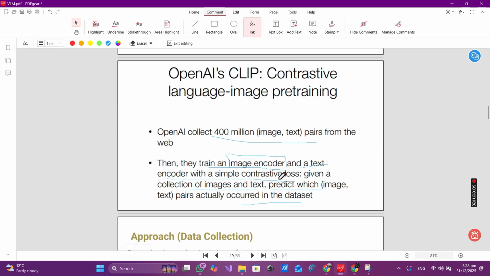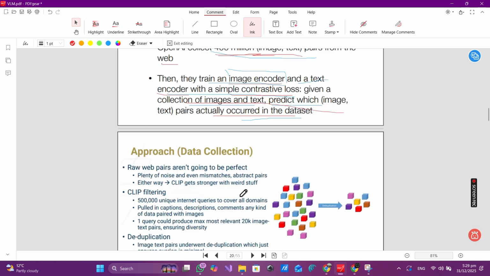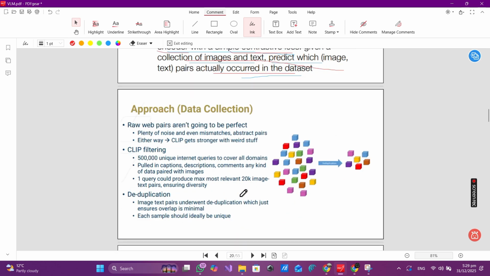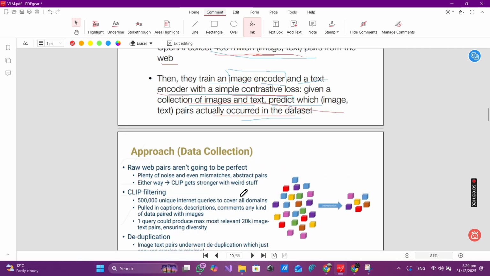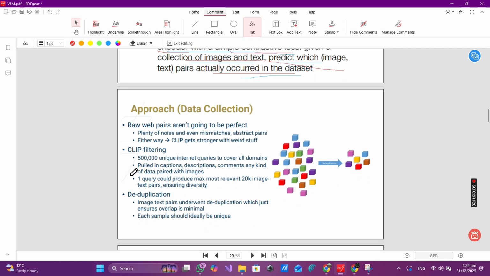So they collected the data from the internet. There were about 400 million image-text pairs, and they trained an image encoder and a text encoder with a simple contrastive loss: given a collection of images and text, predict which pair occurred together. What does that mean? We can discuss that. First, what is the image encoder, then the text encoder, and then the simple contrastive loss. First the image data was collected, and then filtering happened and all that.